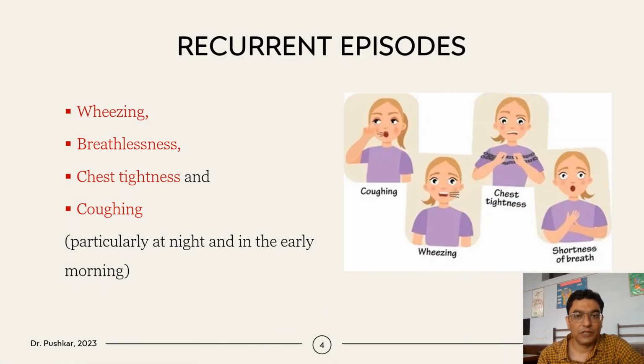If you have seen patients with asthma, they are usually associated with wheezing, breathlessness, chest tightness, and there is always coughing present. The patient usually has coughing as well as wheezing, chest tightness, and shortness of breath. So there is difficulty in breathing, and mostly the symptoms are particularly at night and in the early morning. These are the recurrent episodes present in the asthma patient, usually at night and in the morning.